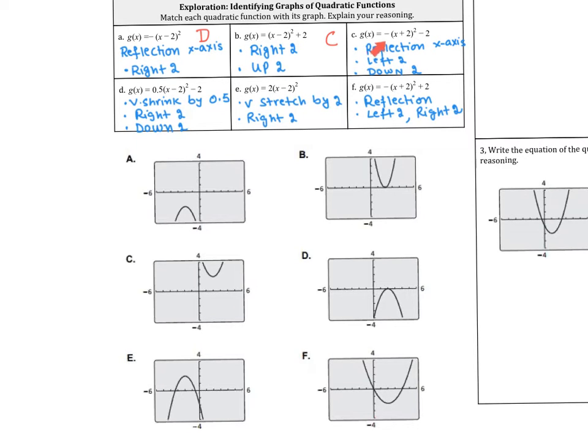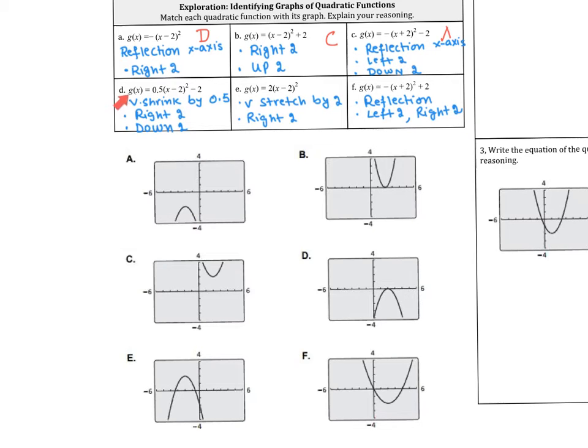For letter C, g(x) = -(x + 2)² - 2. This negative outside means that it's a reflection over the x-axis, and this plus 2 means that it's left 2 units. Outside you have a negative 2, which is k, so you're going to move this graph down 2 units. The graph that matches this equation is going to be letter A, which is moved 2 units to the left and 2 units down, and it's reflected. It's upside down. So that's going to be your A graph.